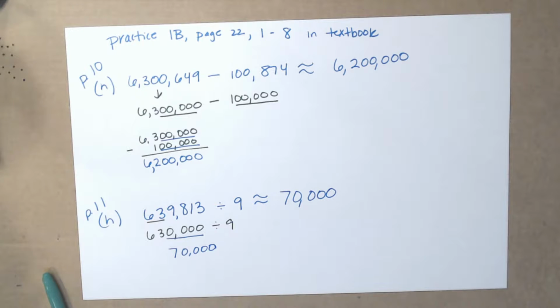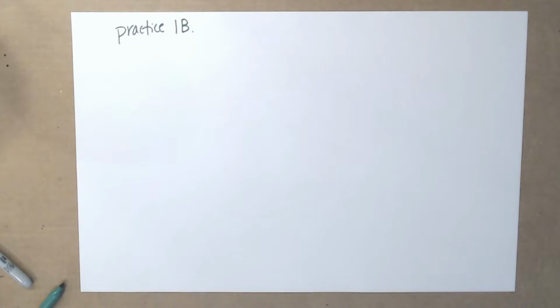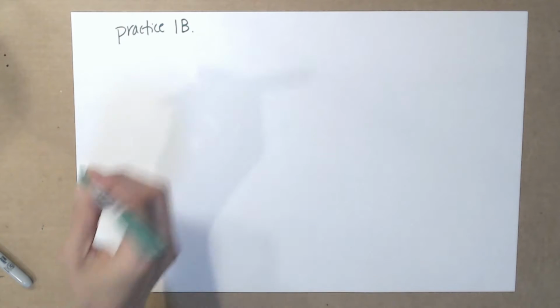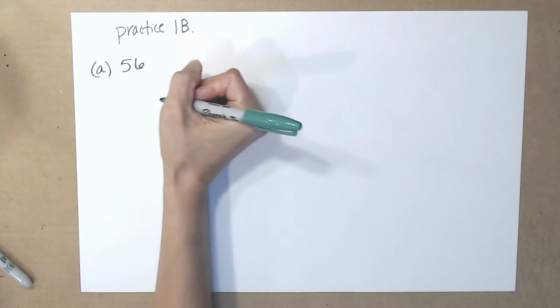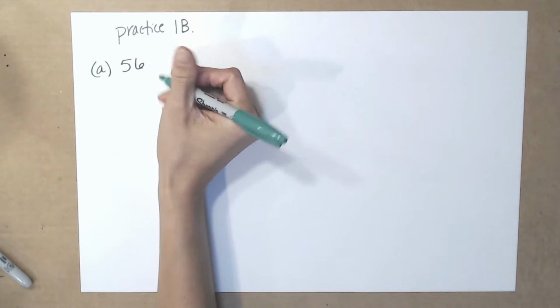Okay, so that is just a little help on your homework pages 10 and 11 from the workbook. Now we will move on to that practice 1B. Okay, number 1 asks you to find all the factors of each number. So let's look at 1A, 56. So we want to find the factors of 56.